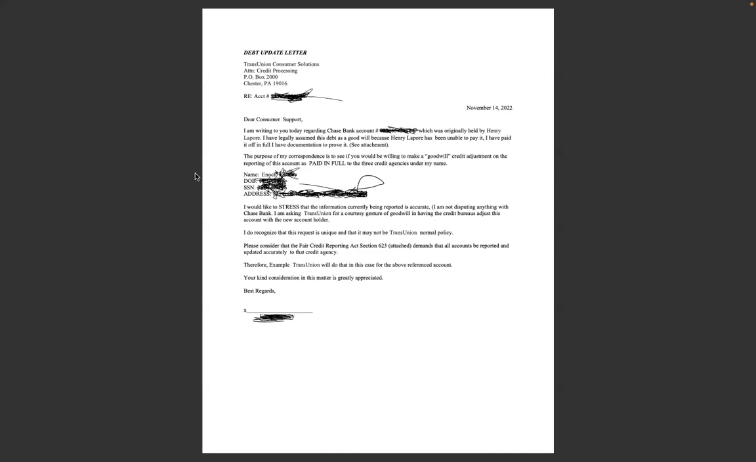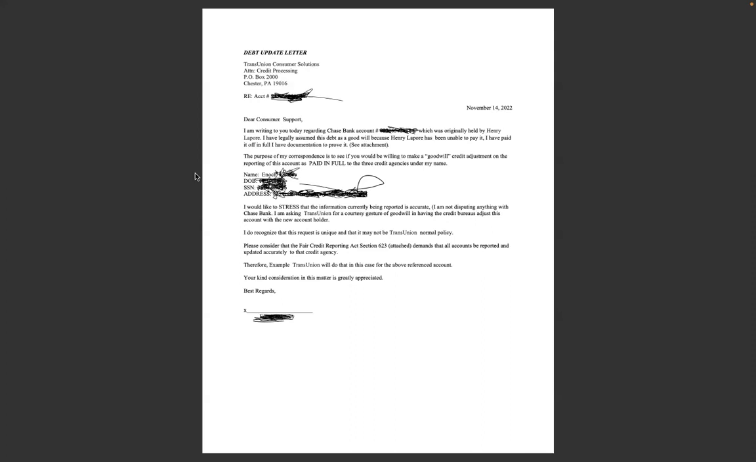I'm asking TransUnion for a courtesy gesture of goodwill and having credit bureaus adjust this account with the new account holder. I had to reread that. I do recognize that this request is unique in that it may not be TransUnion's normal policy. So this is not something that they do every single day. A lot of people do not file for zombie debt or anything like that.